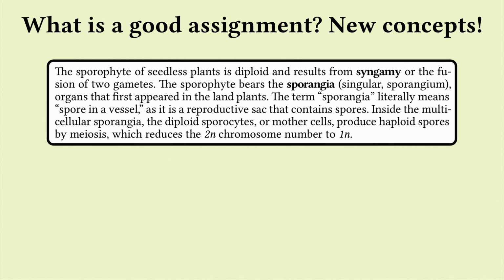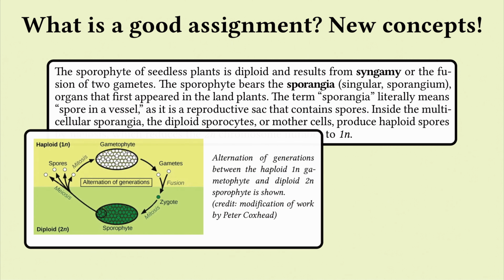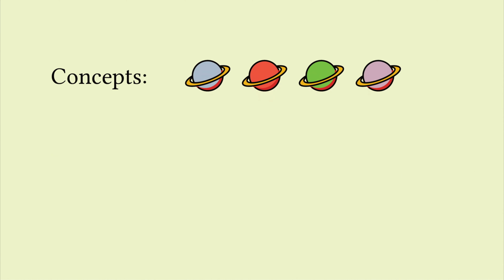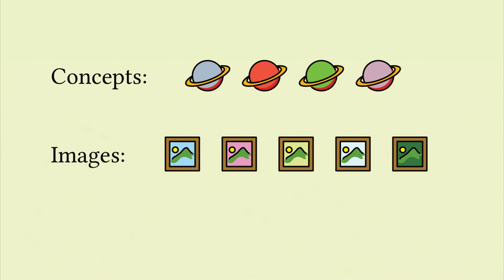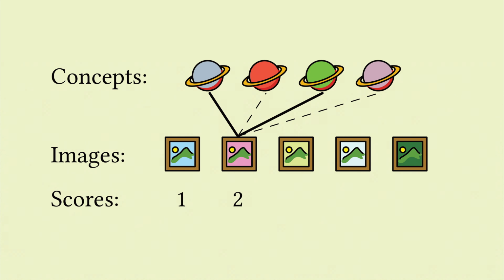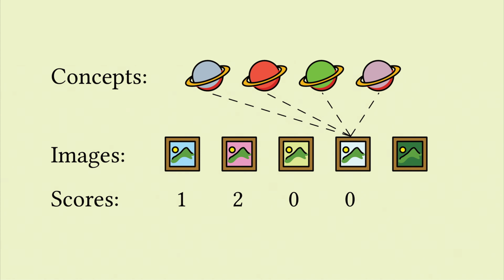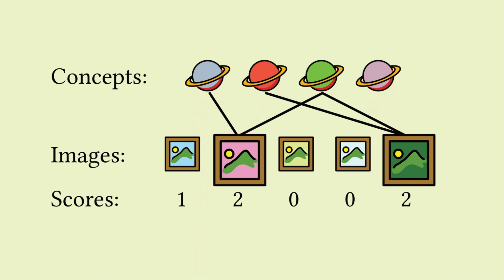In this paragraph, those are syngamy and sporangia, which this image covers well. Now let's say you have identified 4 new concepts in the text and you have 5 images to choose from, and you have place for 2 of them. Also assume that you have a function that tells you the affinity between a concept and an image. The simplest solution is to take the top 2 images that have the largest affinity scores. This can be improved by treating it as an optimization problem, which we formalize and prove in our work.